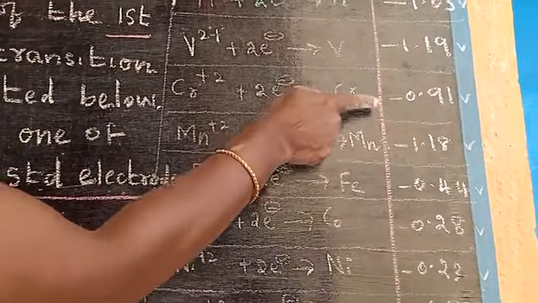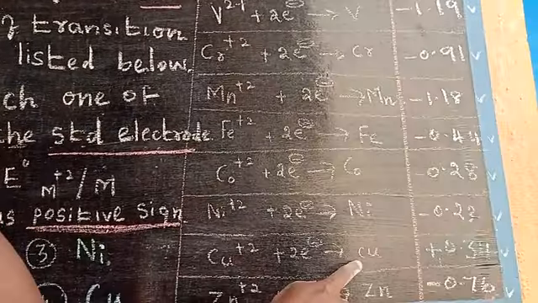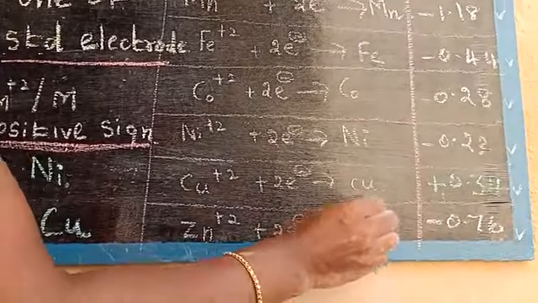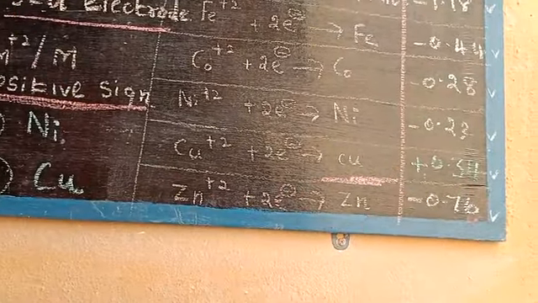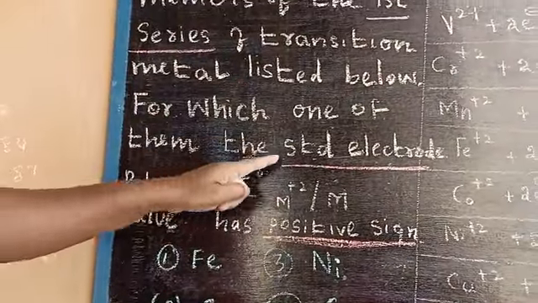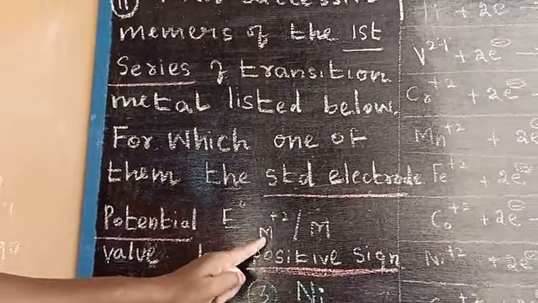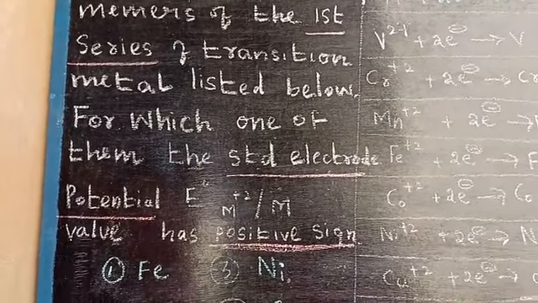Here, see, all the values are negative except this one. So what is the metal? That is copper. Here plus 0.34 volt. So see the question: which one of them has a positive sign for the standard electrode potential M2 plus to M? So what is the correct option?